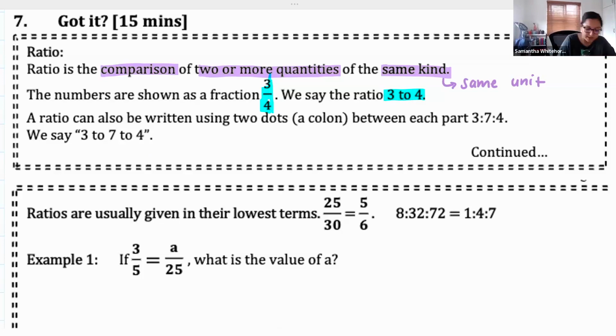All right, so now that my little motivational TED talk is done, ratios are written with 2 dots. It's called a colon. You never need to know that it's called a colon, the 2 dots, right? And it represents how many parts you're working with. So 3 colon 7 colon 4. Every time you see those 2 little dots, you say "is to". So 3 is to 7 is to 4.